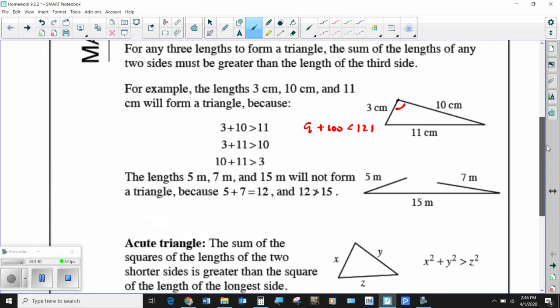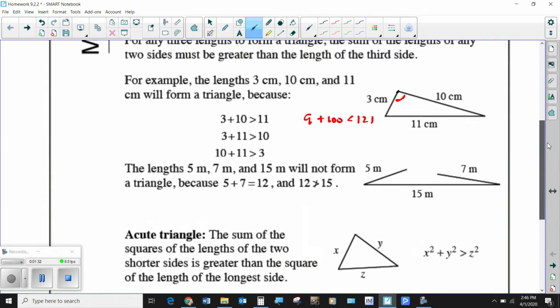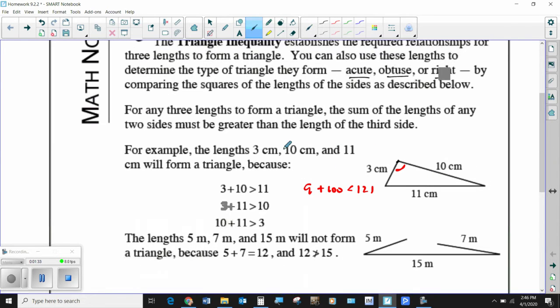Now, remember what we said earlier about how the two shorter sides have to add up to more than the longest side. And here's an example of that. The 5 meter line and the 7 meter line together are 12 meters. So if you were to lay them over across the 15 meter line, they would never be able to touch points here. So they could never form a triangle.